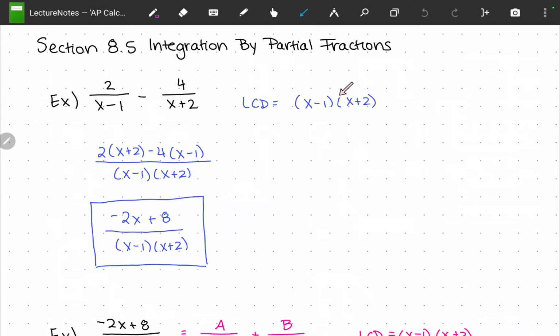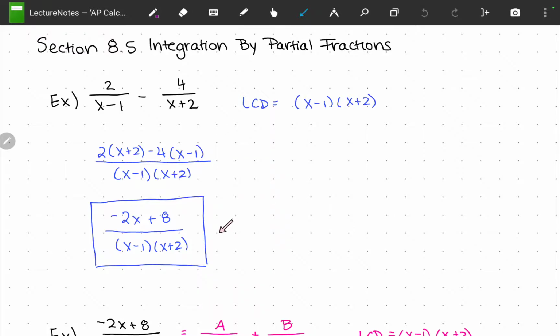And so in the first fraction, to make this denominator look like the LCD, we'd have to multiply top and bottom by x plus 2. So that's why the 2 gets multiplied by x plus 2. And then in the second fraction, I'd have to multiply top and bottom by x minus 1. And so that's why you can see on the top, we have minus 4 times x minus 1. And it's all over the LCD. And then I just combined like terms from the numerator to get this.